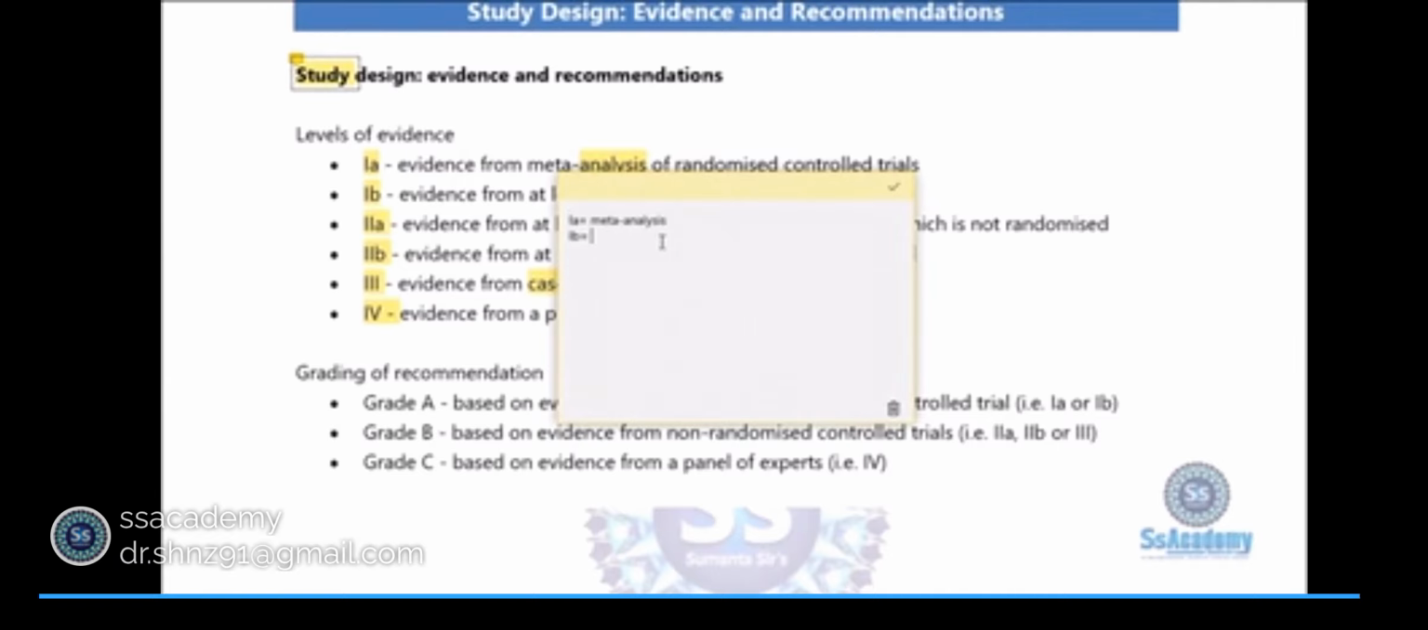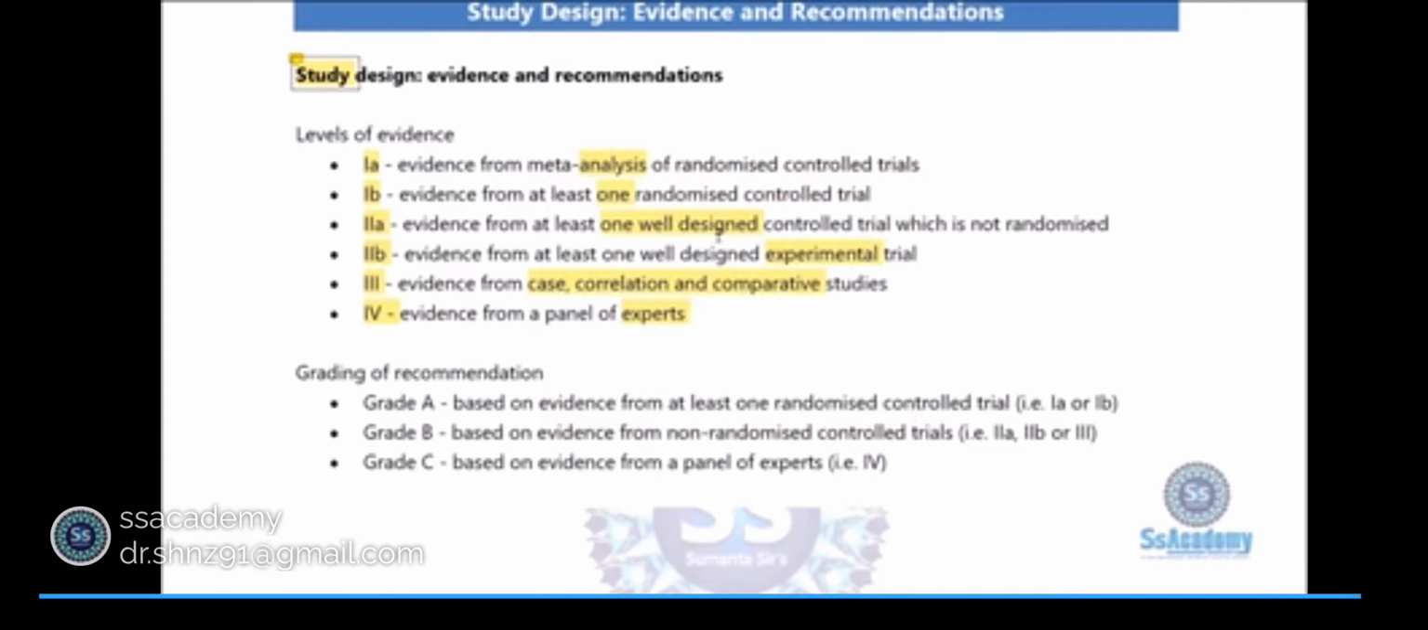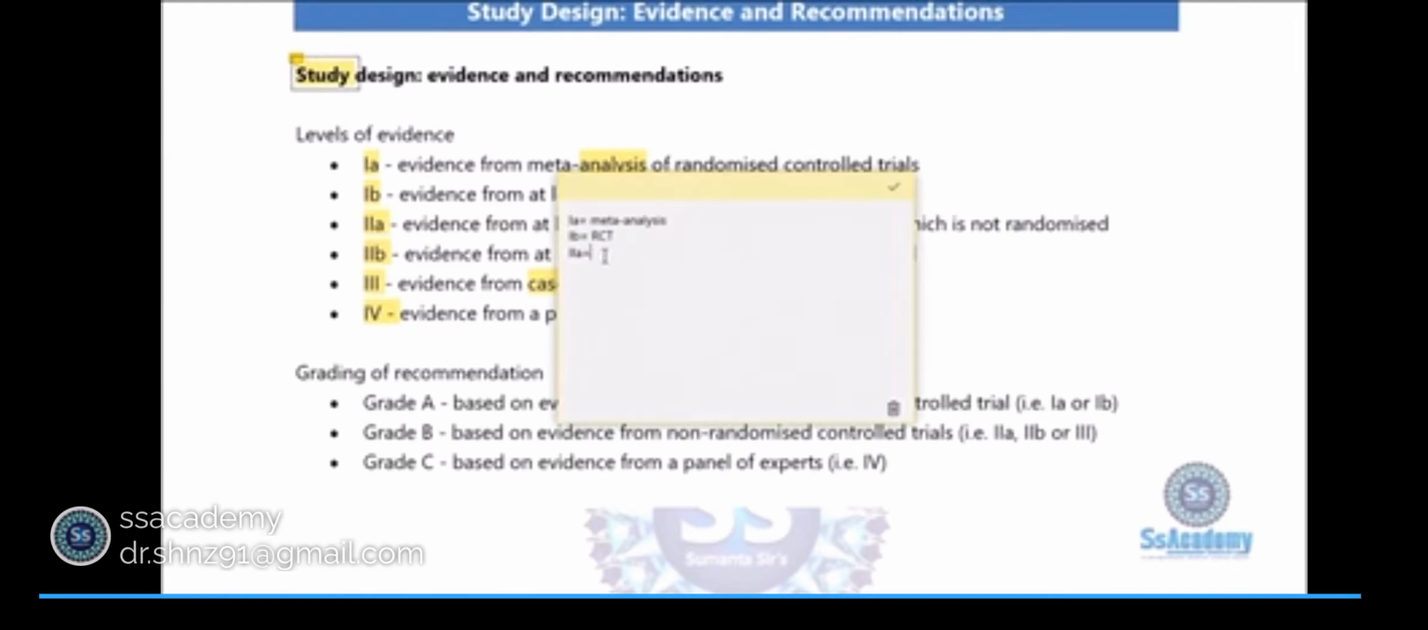Meta-analysis, so randomized control trials, RCTs. So 2A is equal to, once again, at least one well-designed controlled trial. We can write that as WCT, well-designed controlled trials. Meta-analysis, we can write as MA. So: meta-analysis, randomized control trial, and the well-designed controlled trials.